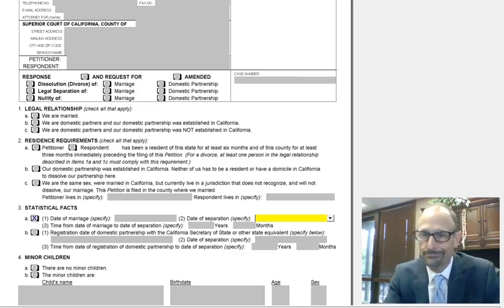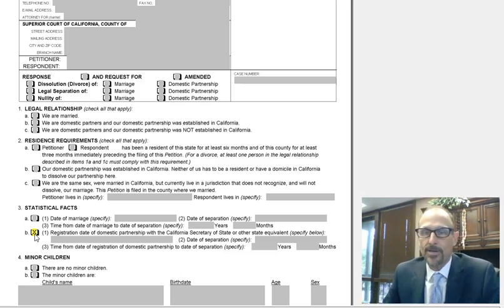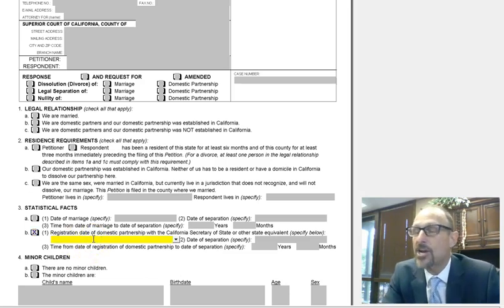Okay, quite simple. All right, now, under statistical information B, if you registered a domestic partnership with the California Secretary of State or the equivalent in another state, in the bigger space to the left, you're going to put the jurisdiction where you did that.